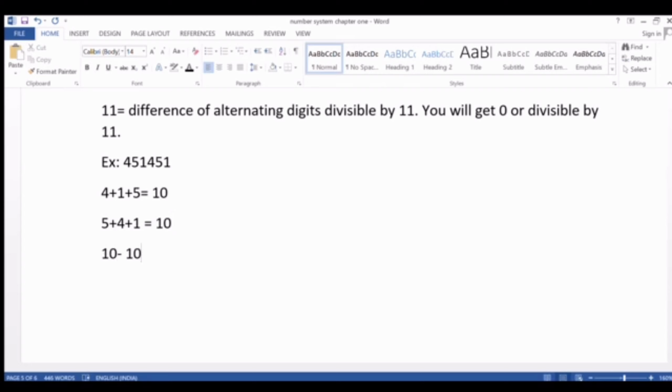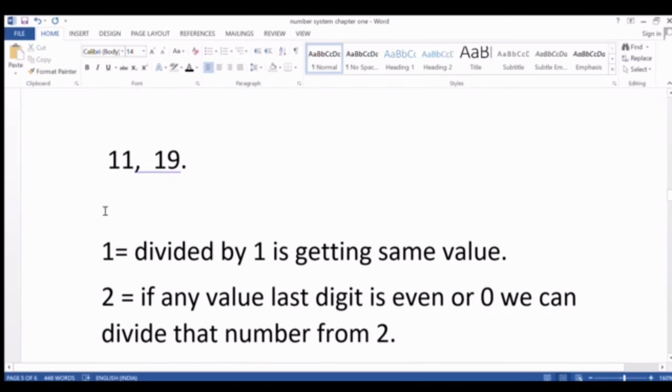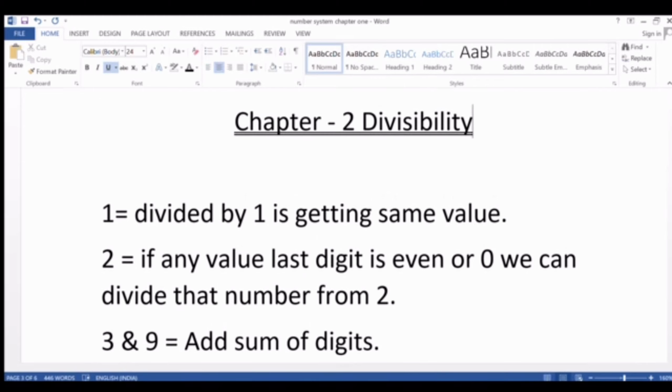That is, if the difference of the two alternate sums of digits is 0, or some value, for example 22 or 33, that is divisible by 11, then only the whole number is divisible by 11. If you don't understand completely, you must watch again 2 or 3 times, then only you will understand the entire concept of divisibility rules.